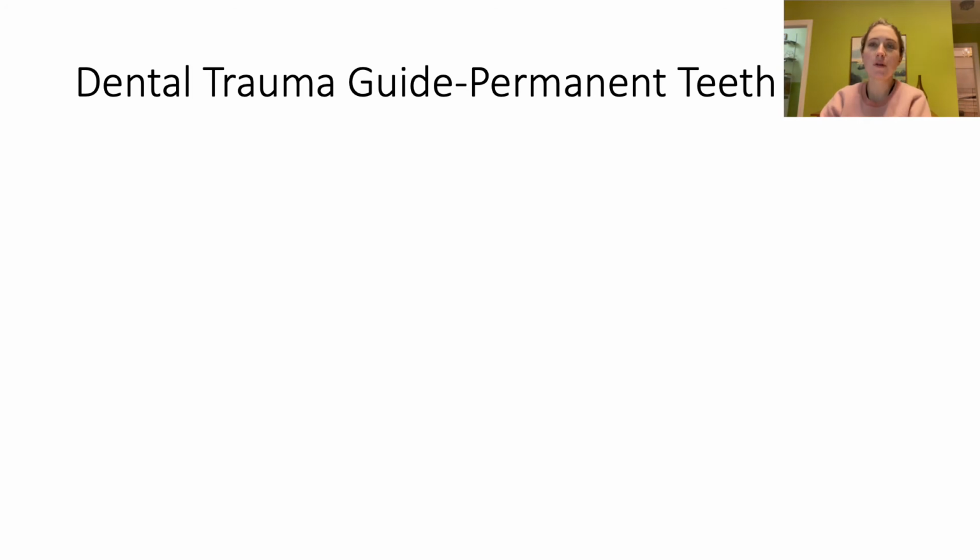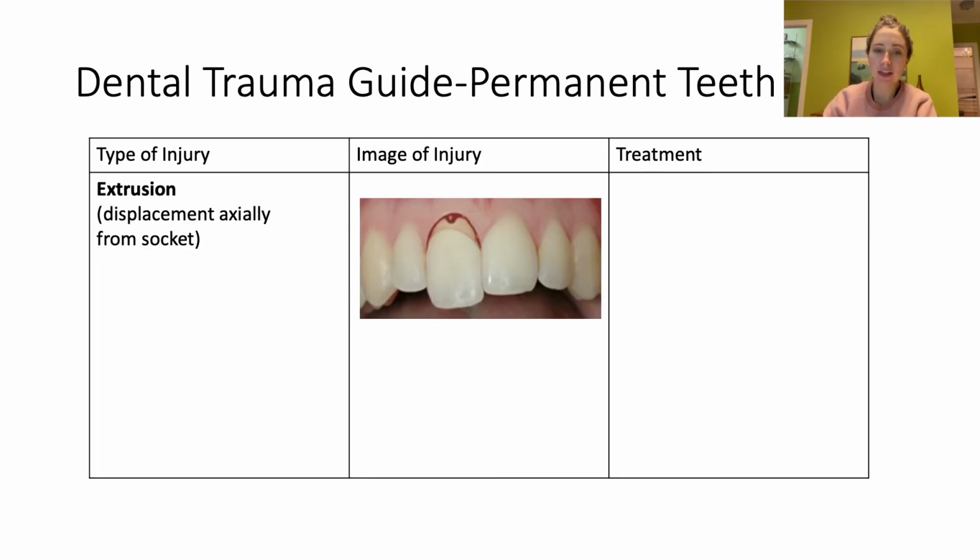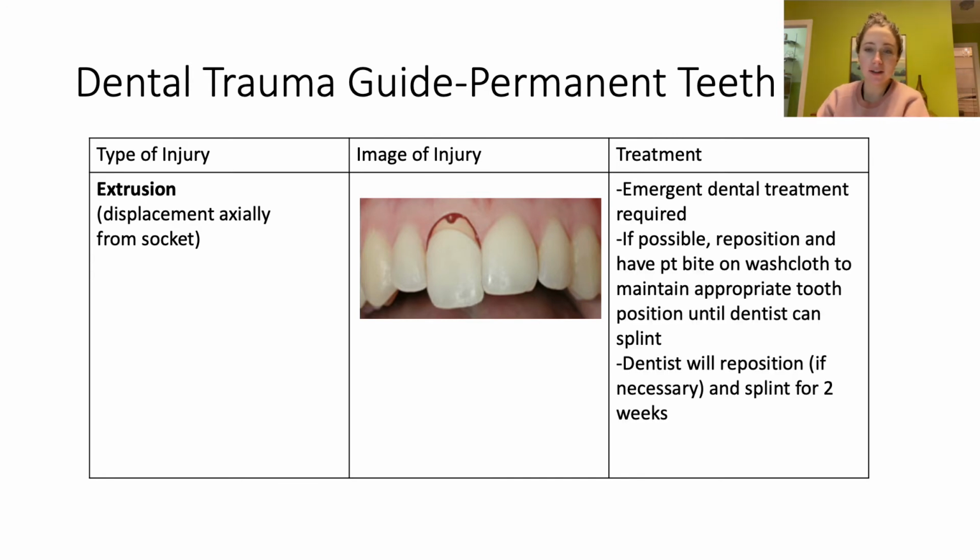Okay, so let's go over permanent teeth for the trauma guide. So for an extrusion, that's when the tooth is displaced axially or out of the socket. For that, emergency dental treatment is needed. Basically anything with a permanent tooth where it finds itself in a new location that would require or benefit from sooner treatment. So if possible, reposition and have the patient bite down on a washcloth to maintain the appropriate tooth position until the dentist can splint it.